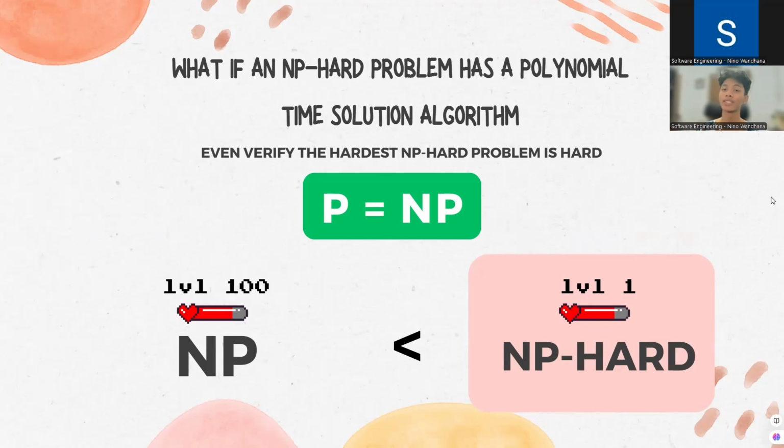Why? It's because NP-hard problems are as hard as any NP problem. Solving one NP-hard problem efficiently means we can solve every NP problem efficiently by reducing it to the NP-hard problem. However, even if we had such an algorithm, verifying the solution for the hardest NP-hard problems could still be very complex.